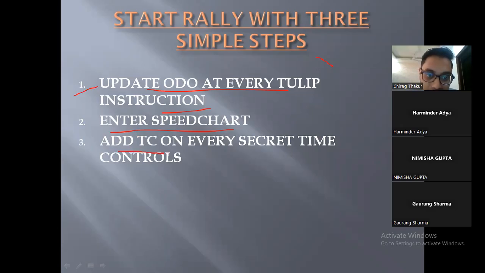And then add TC on every secret time control, apart from yellow boards. All TCs will be on your left. Remember, roadbook is your Bible, so follow the roadbook. If there is any TC on your right, then you don't have to stop, keep moving. All boards have to be on your left. On every red board you have to stop and enter your time in this application. Three steps: update Odo, enter speed chart, and last, enter TC, time control.